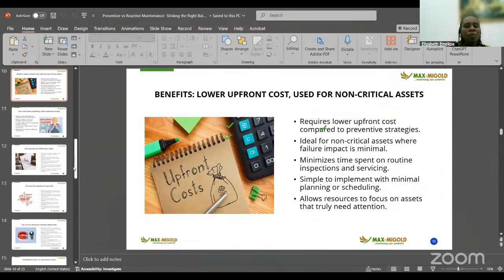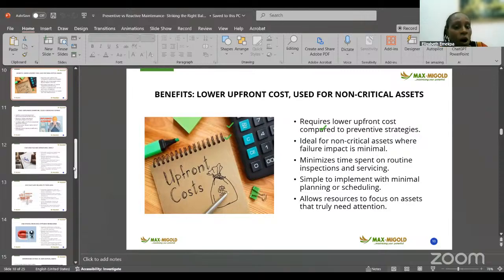Okay, thank you. Benefits: lower upfront cost, used for non-critical assets. Okay, what does that mean? What are the benefits we get for non-critical assets? It requires lower upfront cost compared to preventive strategies. You pay less.